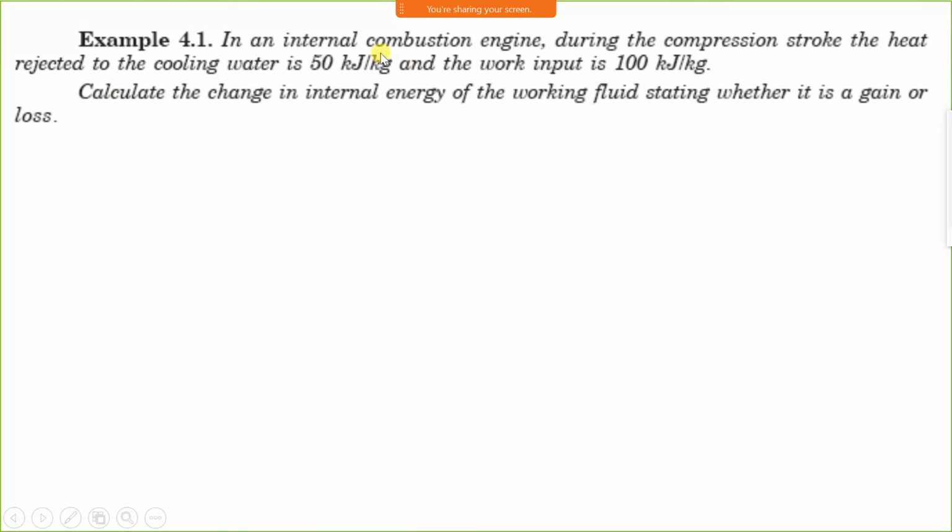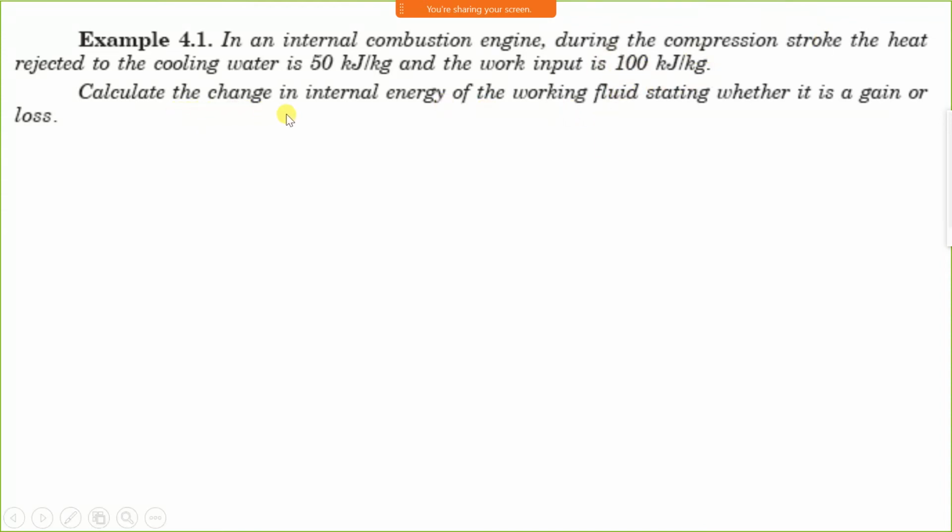Heat rejected is negative. Heat supplied to the system is positive. Heat rejected from the system is negative. Therefore, Q is equal to minus 50 kilojoule per kg. And the work input is 100 kilojoule. Again, work supplied to the system is negative, work obtained from the system is positive. Here work input to the system is given, therefore work done is also negative.